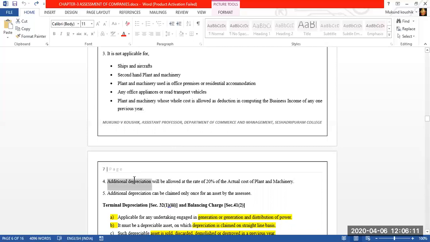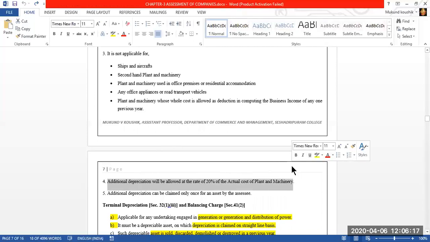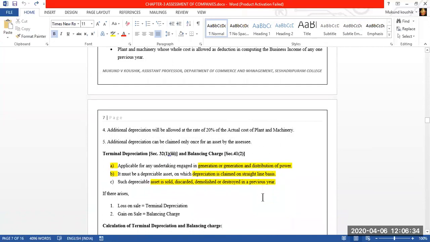Then look at this fourth point, which is very important when it comes to additional depreciation. Additional depreciation will be allowed at the rate of 20% of the actual cost of machinery. In case of additional depreciation, there is only one rate applicable, that is 20% on the actual purchase price of plant and machinery. Additional depreciation can be claimed only once for an asset by the assessee. It cannot be claimed like normal depreciation every year throughout the useful life of the asset, but only once during the entire lifetime of the asset. That is with regard to additional depreciation. The next very important concept in depreciation is something called terminal depreciation and something called balancing charge.